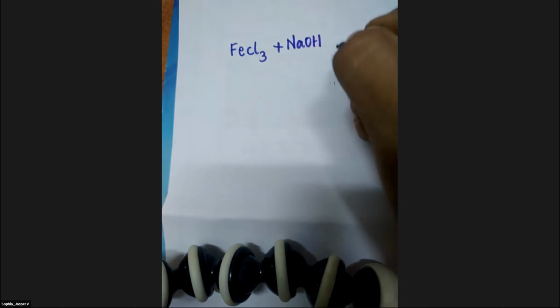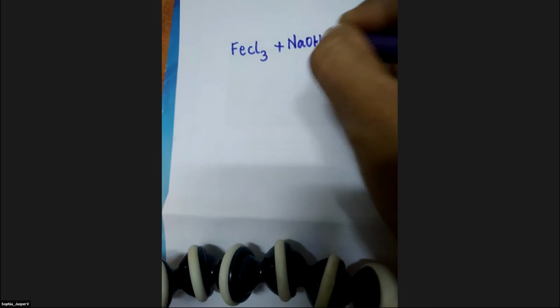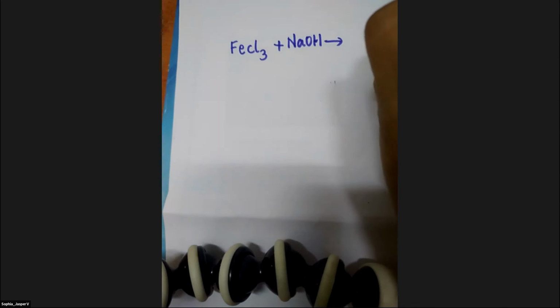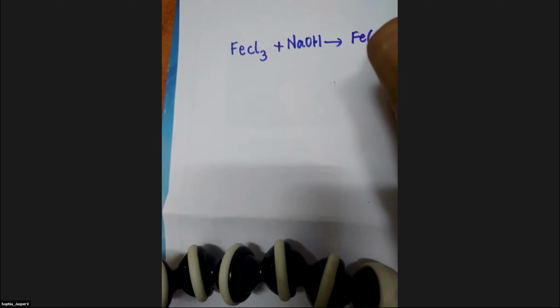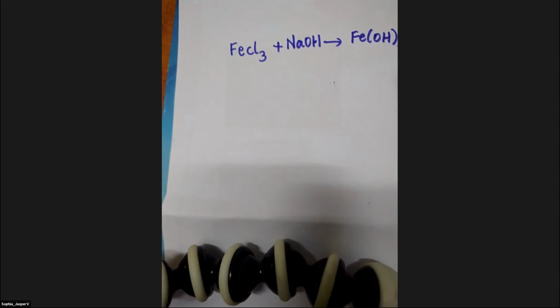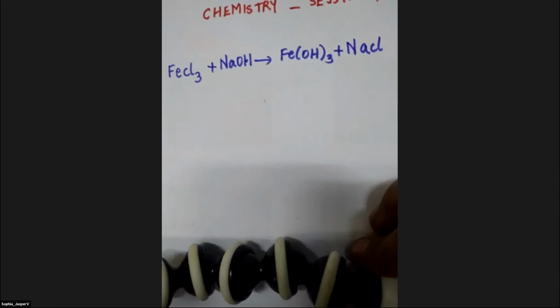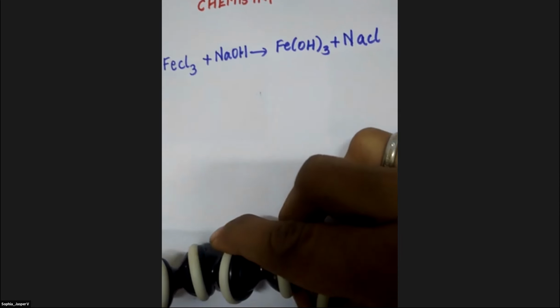Yes, thank you. FeCl3 plus NaOH. Take out your notebooks and work this out along with me so that you'll be able to understand. FeCl3 plus NaOH gives Fe(OH)3 plus NaCl. I'm giving you an example of this equation so that you can now tell me what is the right option. There were a lot of wrong options given. So now I'm going to explain this reaction.